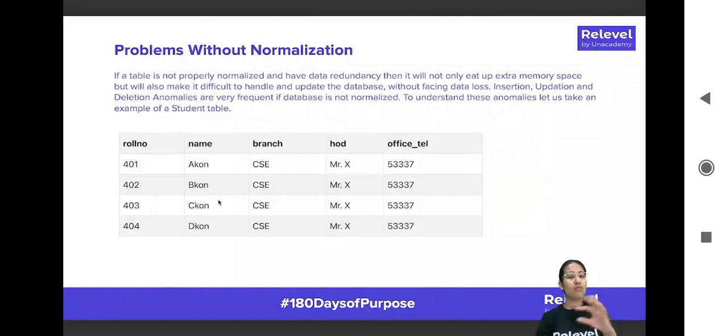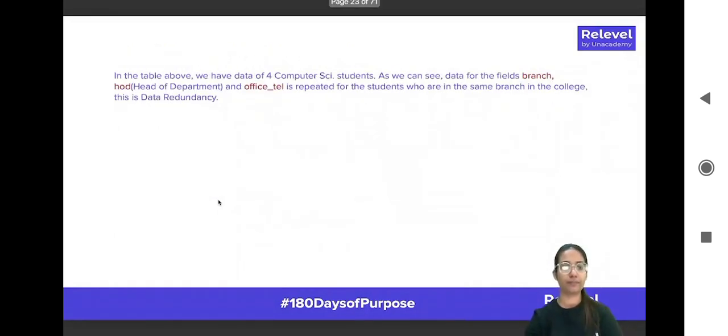Okay, so now this is a simple kind of data where everything has been stored together, no normalization, nothing has been introduced. Okay, let's repeat it again. We have roll number, we have name, we have branches of all the students, right? We have the HOD for all the students, and we have the office telephone number. Okay. Now what you will see is in the above table, we have 4 computer science students, correct?